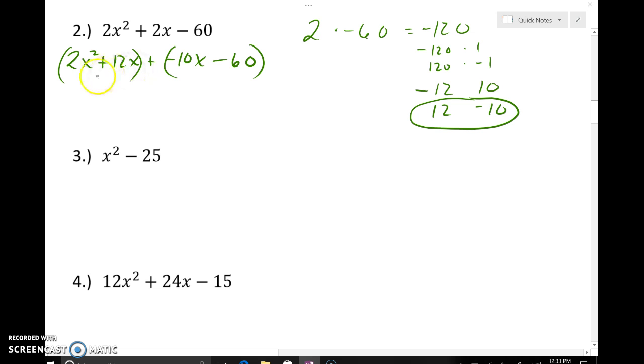So the greatest common factor of this first one, I can divide 2 into 12. I also have an x for both, so 2x would be my greatest common factor. What I'll multiply 2x by to get 2x squared? X. What I'll multiply 2x by to get 12x? 6. Keep my plus sign to separate.